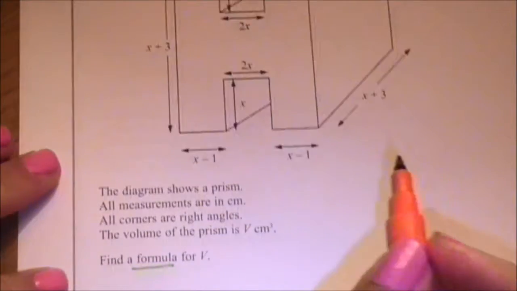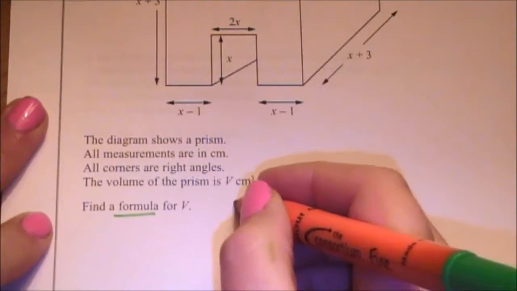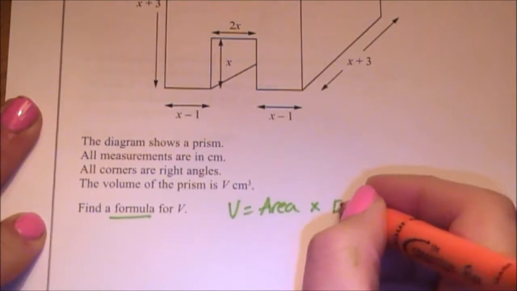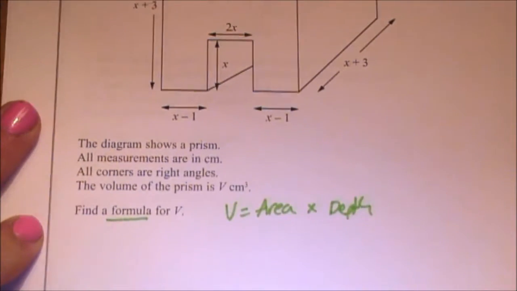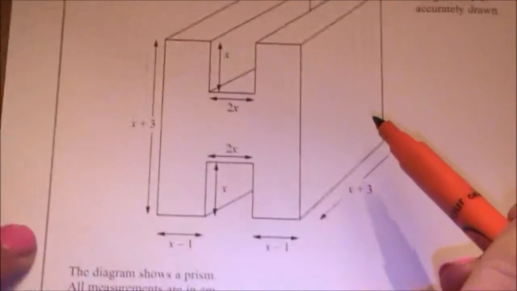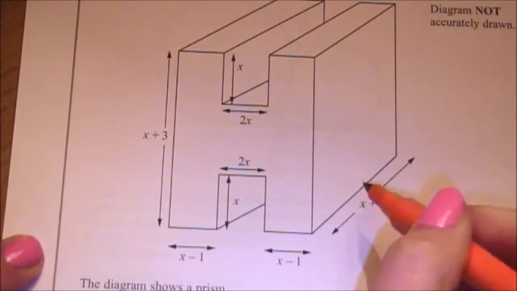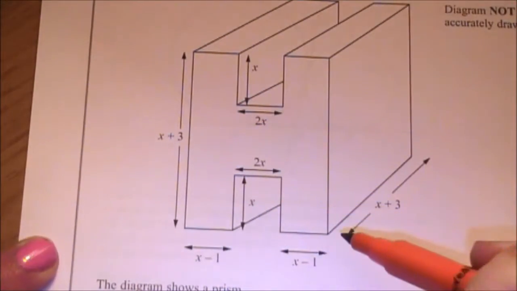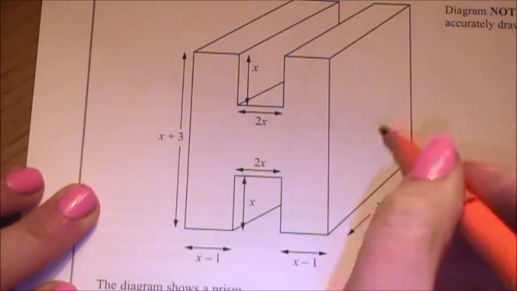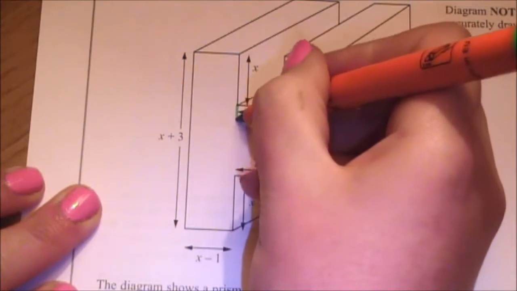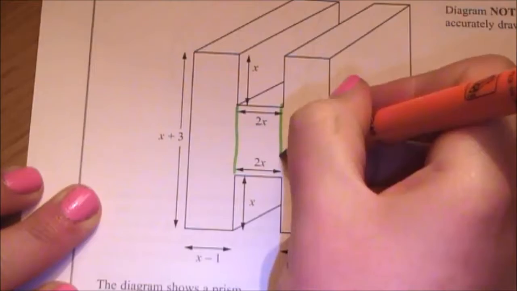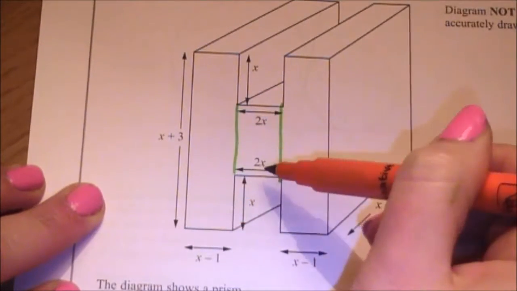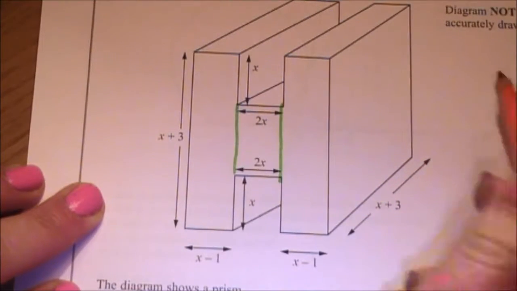In order to find the volume of something, first thing I need to do is find the area and times it by the depth. So this here is the depth of my prism. I'm going to ignore that for now. I'll come to that later. I just want to find the area of this H shape first. Now I can't find the area of an H shape, so I'm going to have to split it into shapes that I recognise, and that is a rectangle, and a rectangle.